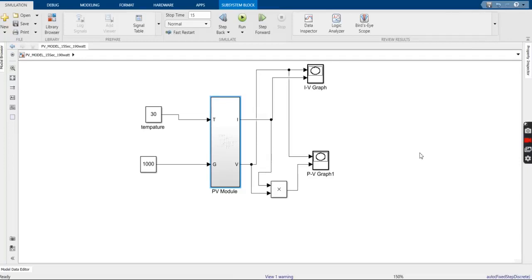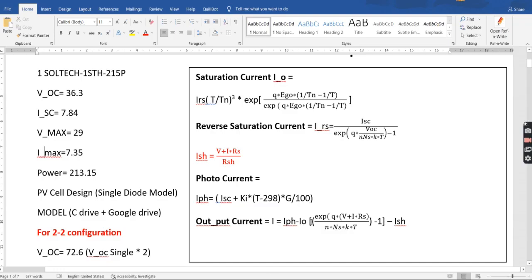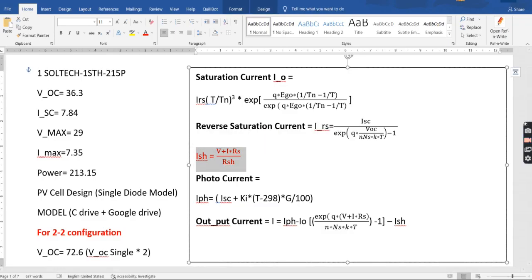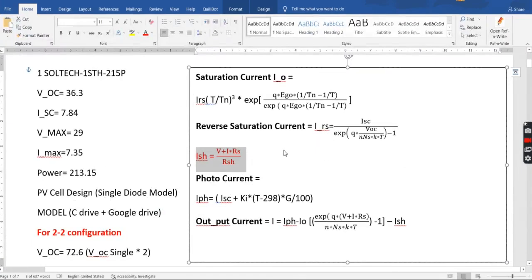Welcome to the second part of designing the solar PV cell and converting it into an array. Earlier we studied how ISH has been designed using the mathematical equation. Similarly, we have the other parameters like reverse saturation current and photocurrent. These are the three parameters that are left.